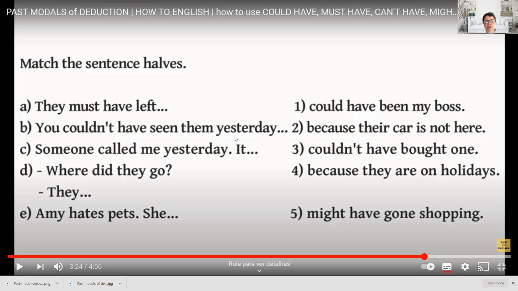They must have left because their car is not here. Okay, that's a good one. All right. So letter A goes with number 2. Letter B goes with number 4. Letter C goes with number 1. Letter D, number 5. And letter E, number 3. All right. So let's check it out.